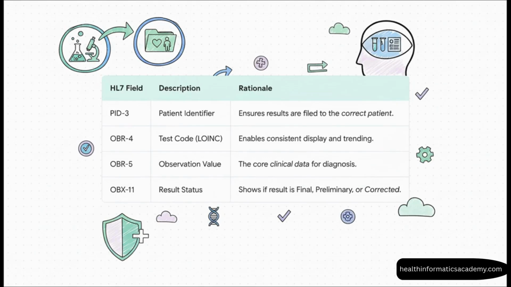Now, this is where patient safety really lives or dies. Getting this field-level mapping right is everything. PID-3, the patient's medical record number, is the absolute foundation. If that's wrong, nothing else matters. OBR-4, the test code, needs to be mapped to a universal standard like LOINC, so you can compare a glucose test from Lab A to one from Lab B. OBX-5 is the actual value, and OBX-11 is the result status. It tells the clinician if the result is final, preliminary, or, critically, if it has been corrected.